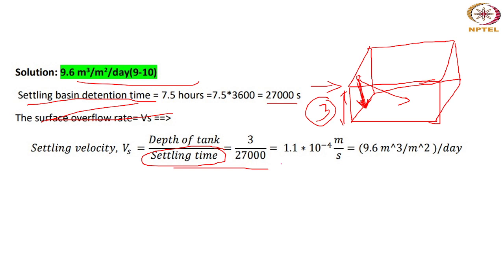So I'm dividing depth in meter by time in seconds. I'm getting 1.1 into 10 to the minus 4 meter per second. If you convert it into meter cube per meter square per day, I'm getting 9.6 meter cube per meter square per day, right?